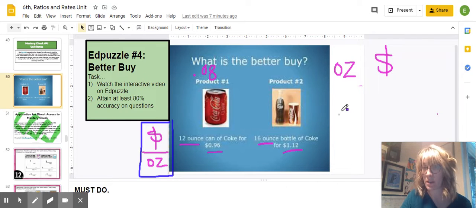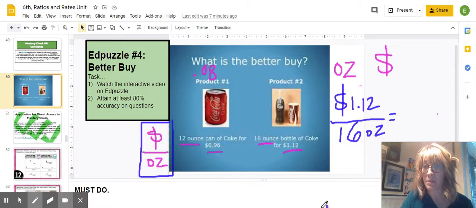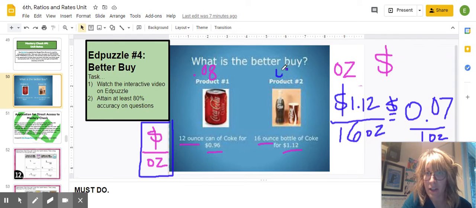We have that information. We're starting with the cost, which is $1.12. Well, how many ounces? We've got 16 ounces. So we're going to remember that it's really just a division problem. So I'm going to pull up my calculator and we do $1.12 divided by 16, and we discover it costs 7 cents per 1 ounce. So it costs 8 cents over here and it costs 7 cents over here.